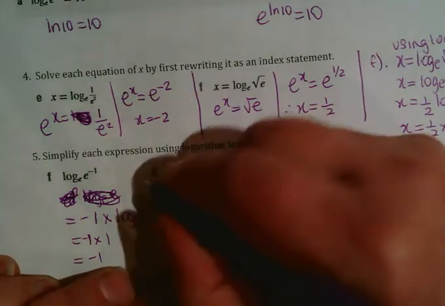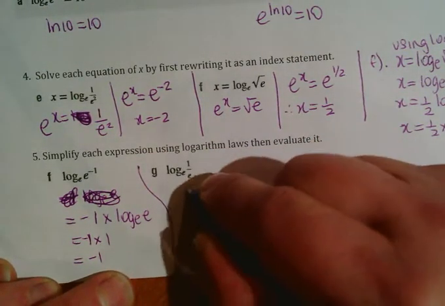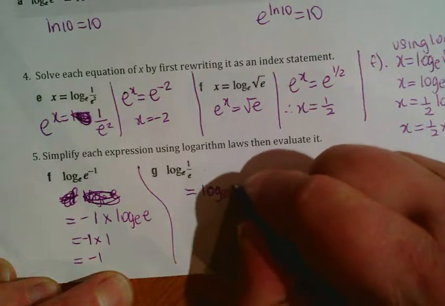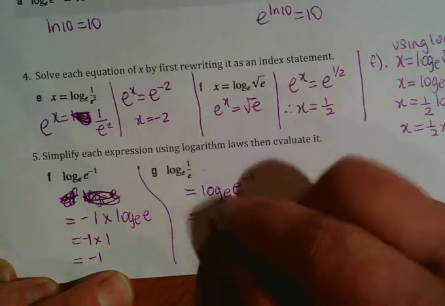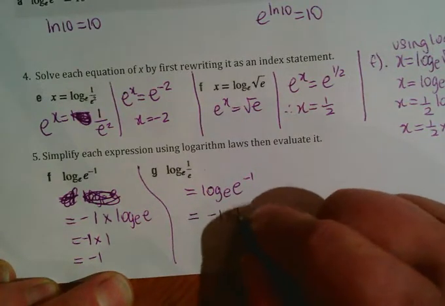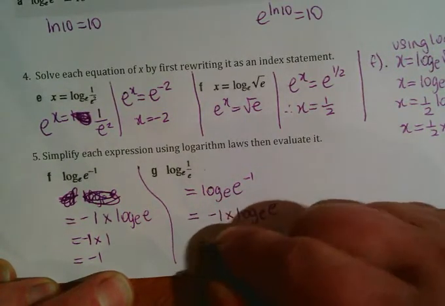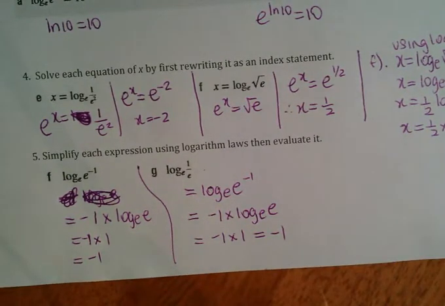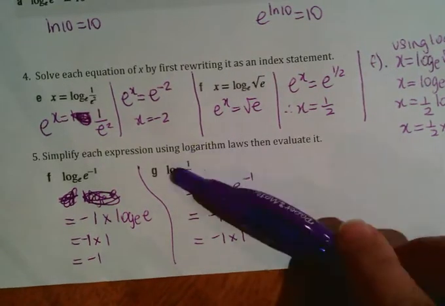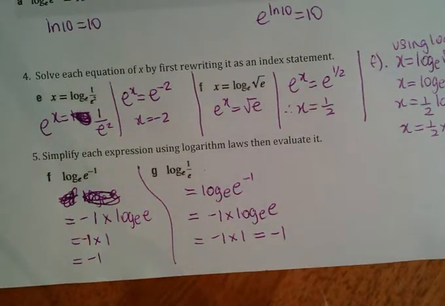All right, and this one here is the same as log to the base e of e to the power of negative 1. In other words, they're the same. Which is negative 1 times log to the base e of e, which is negative 1 times 1, which is negative 1. And you could just check this by doing ln of 1 on e on your calculator. So ln of 1 divided by e will give you that answer, negative 1, as well.